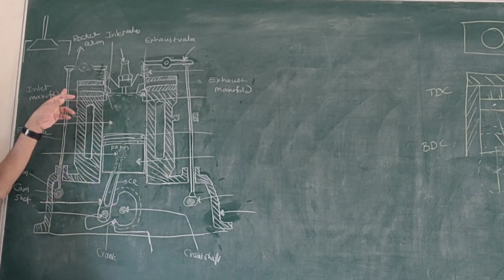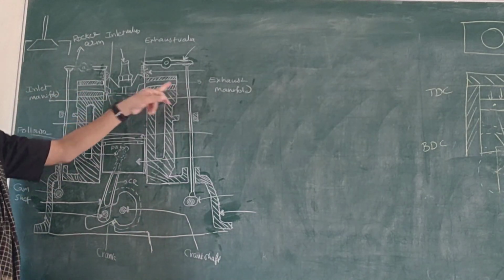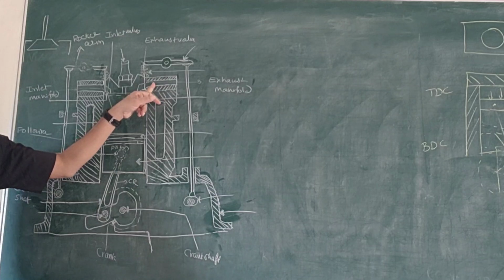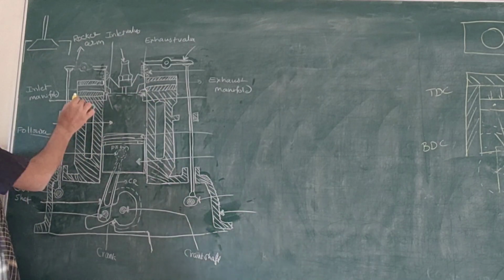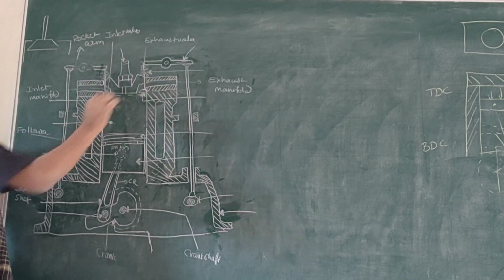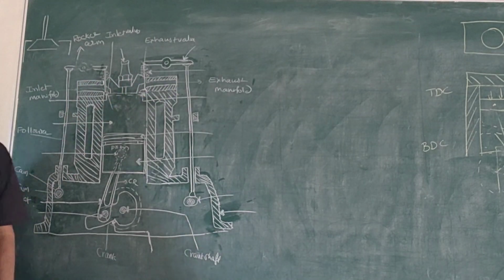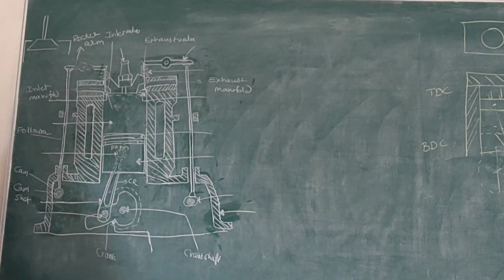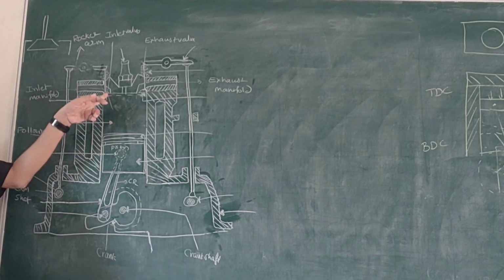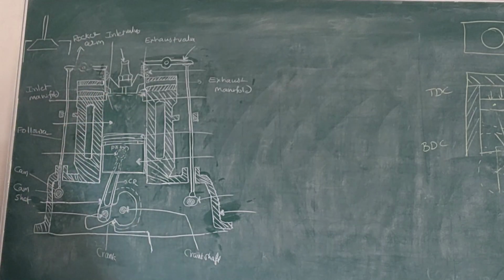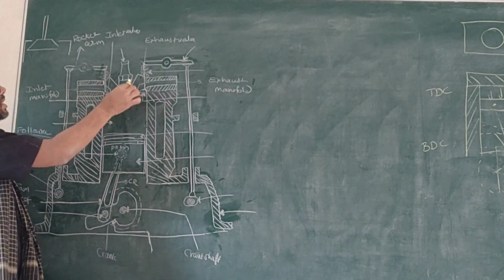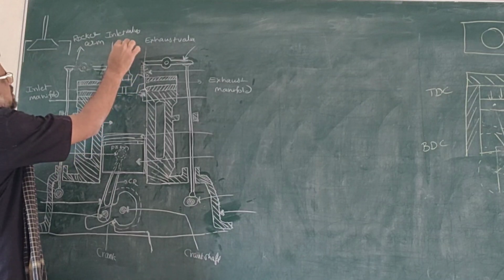Here if you observe, the inlet manifold and the exhaust manifold, where are they? Are they in the cylinder? No. See, yes, this is in the cylinder head. Both the inlet manifold and exhaust manifold are in the cylinder head and also the valves. In addition, at the center, there is a device called the spark plug.